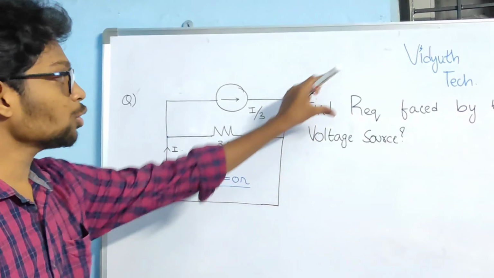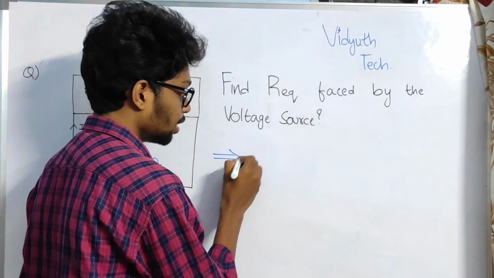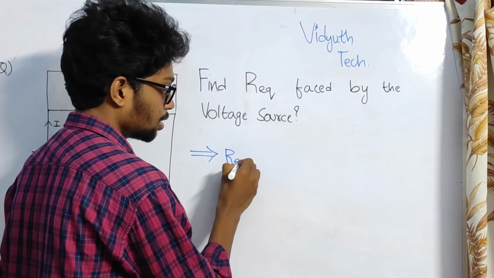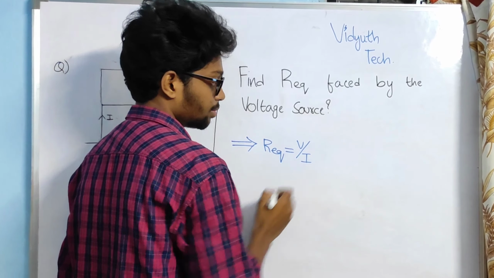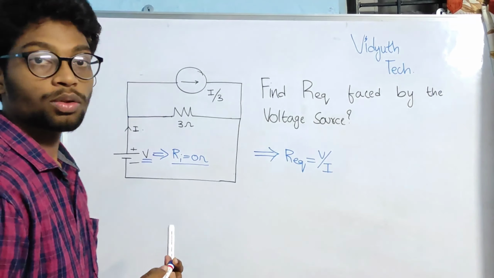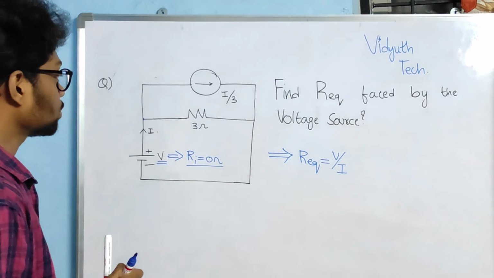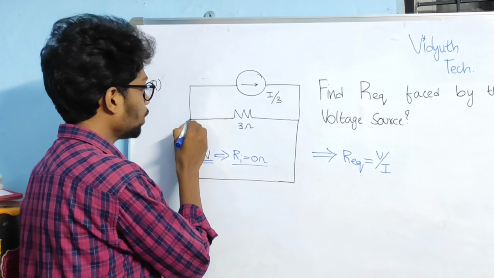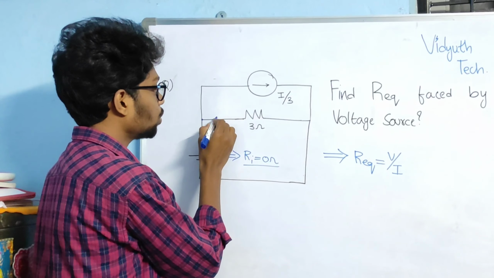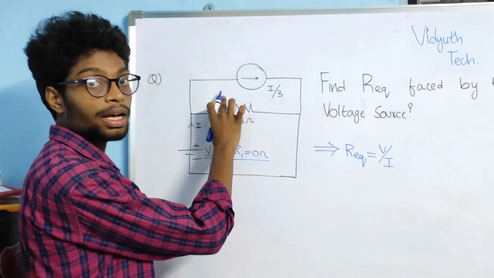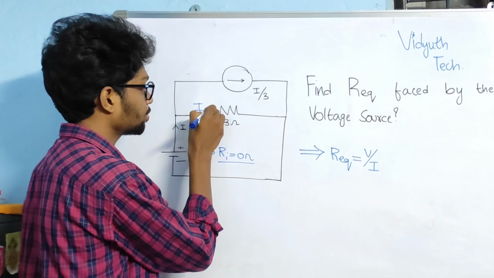Okay, we have to find the equivalent resistance, right? We know by Ohm's law, equivalent resistance is equal to V by I, where V is voltage and I is current. Friends, if we apply KCL at this node, we are going to find the current through this branch, that is the 3 ohm resistance. Let me take that current as I1.